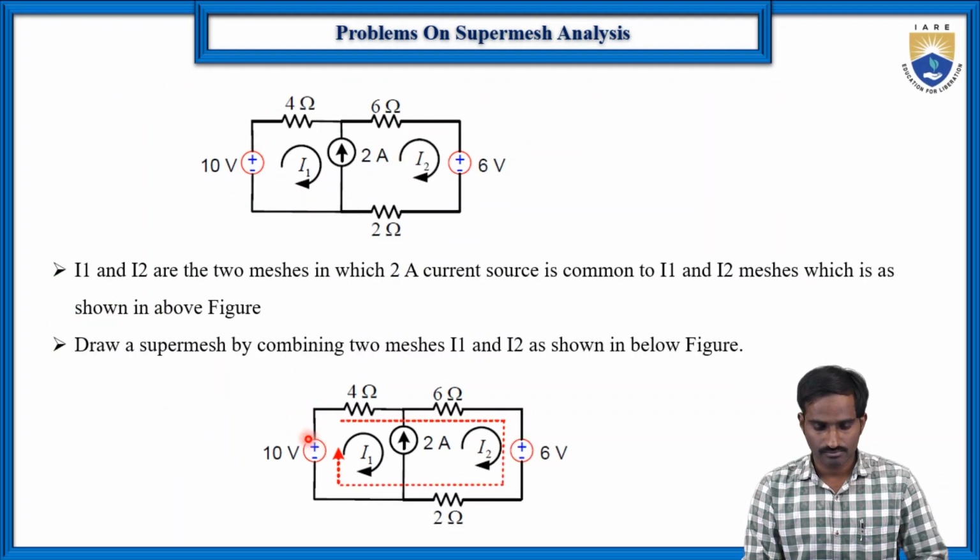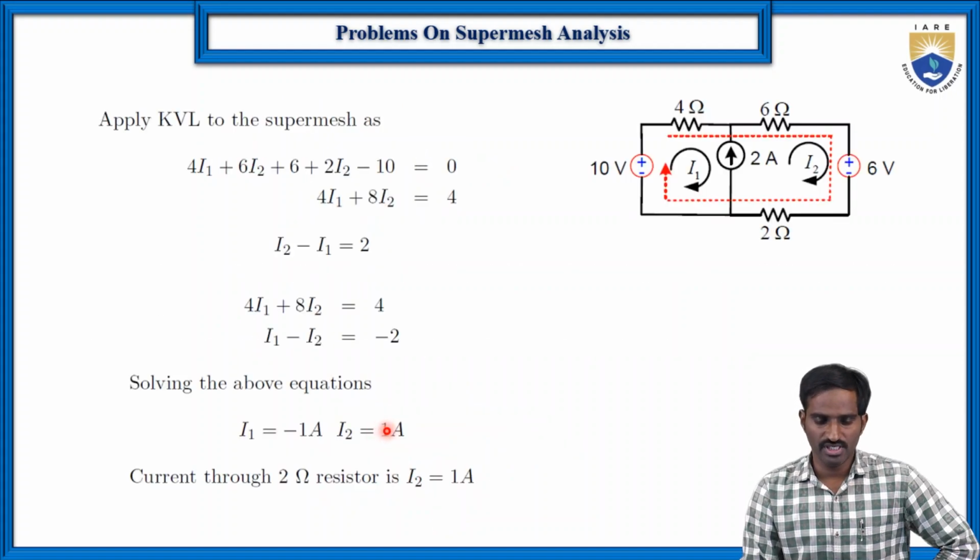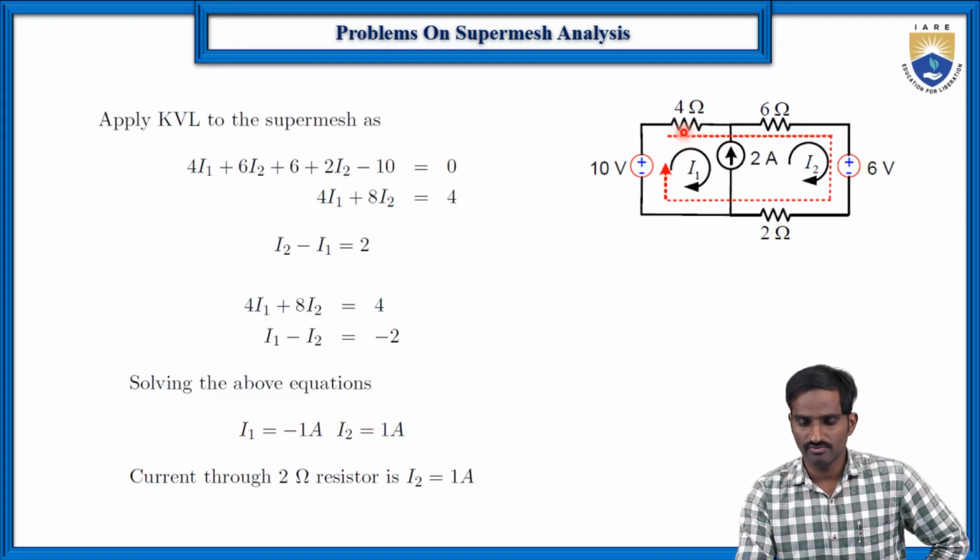Here, as you can see, I1 and I2 are the two mesh currents, with the 2 amperes current source common. Then the supermesh we are drawing combines I1 and I2, because in between these two loops the current source is present. So by considering the two loops, we are making it a supermesh, as you can see here, this red line. Then we are going to write the supermesh equation, which means this total loop.